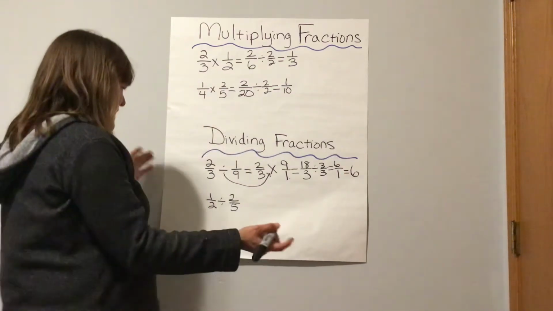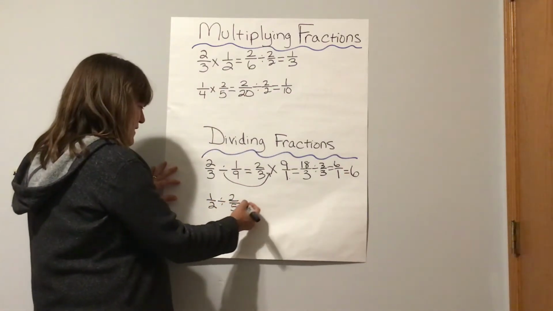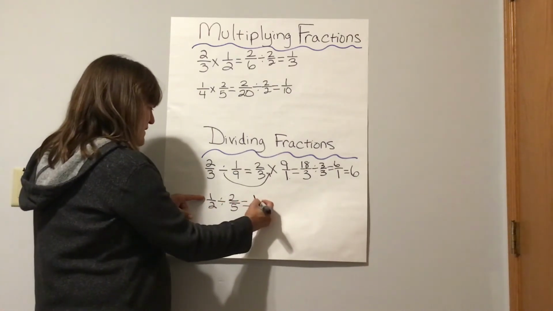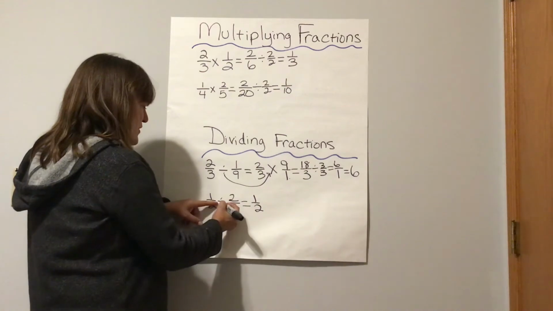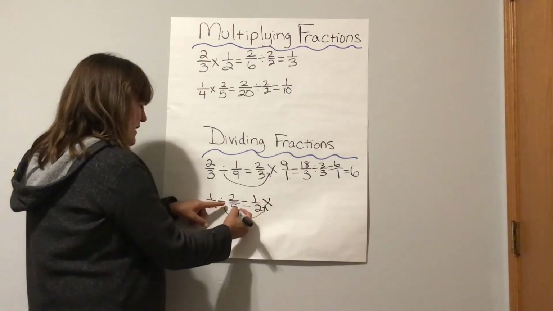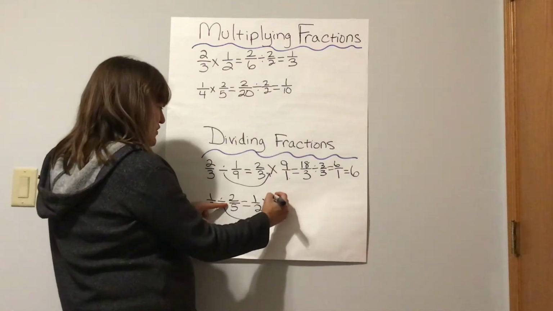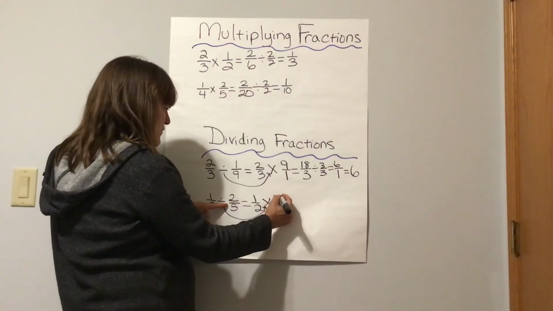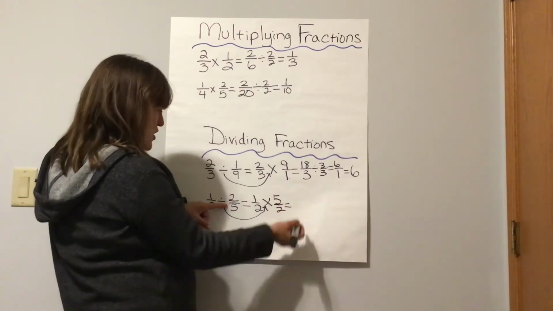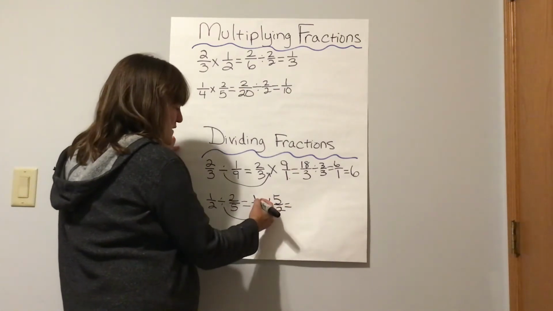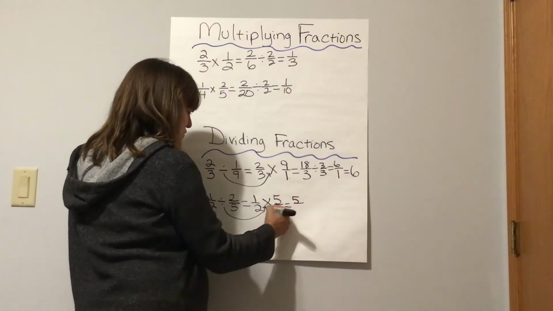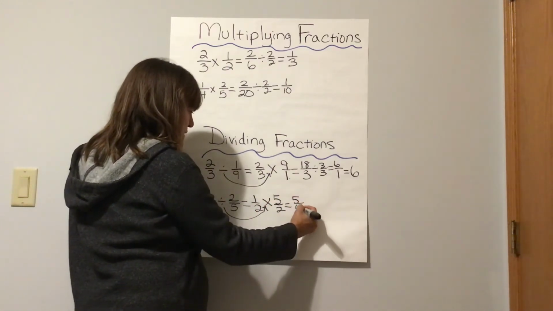Okay? Now, 1/2 divided by 2/5. I'm going to write the first fraction as is. I'm going to change this to a what? Multiplication problem. And I'm going to take my second fraction and I'm going to flip it. I call it flipping. Kids remember that better. Okay, so now you just multiply across the numerator. 1 times 5 is 5. And 2 times 2 is 4.